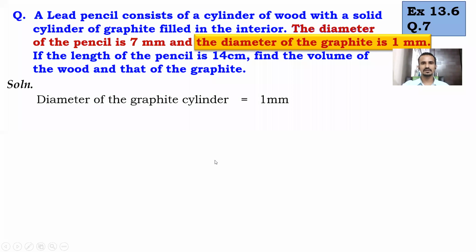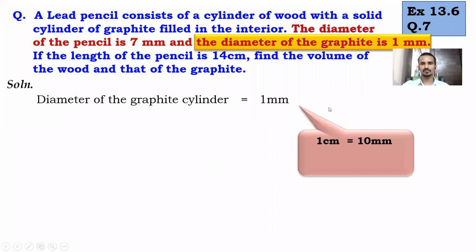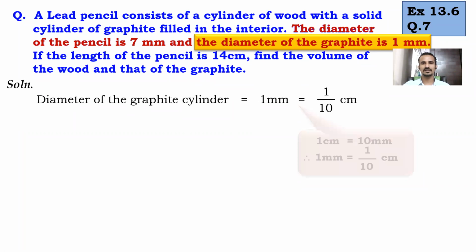Since the diameter is 1 millimeter, our radius will be 1 upon 2. But here it is 1 millimeter. So 1 centimeter is equal to 10 millimeter, so we have to divide by 10. So 1 millimeter is equal to 1 upon 10 centimeters. Write down this 1 upon 10 centimeters. Diameter of the graphite cylinder is 1 upon 10. If you want the radius, we have to divide this 1 upon 10 by 2.